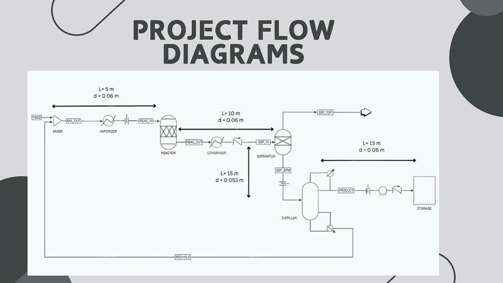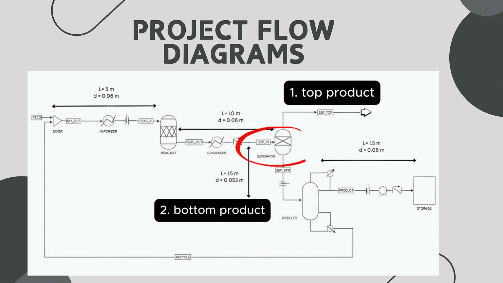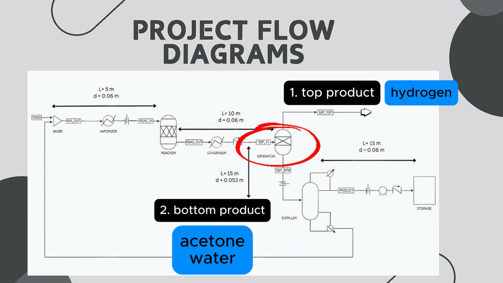Once the reaction is complete, the reactor's output contains a mixture of acetone, hydrogen, and unreacted isopropyl alcohol and water vapor. This mixture is then sent to a condenser, where it is cooled to facilitate the separation of gases and liquids. The cooled stream then enters a separator, which divides the mixture into two parts, the top product and the bottom product. The top product contains hydrogen gas, while the bottom product remains liquid, which still contains acetone and water. Then it will be sent to the next stage for further purification.